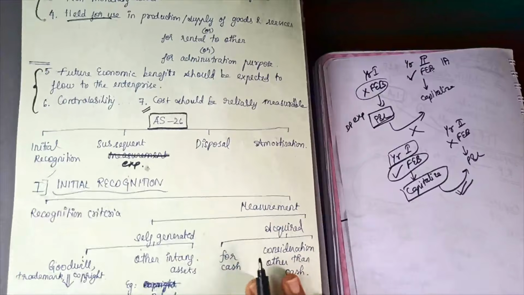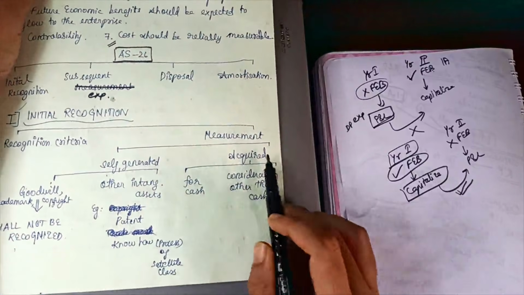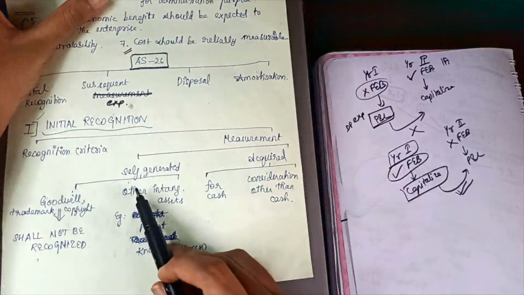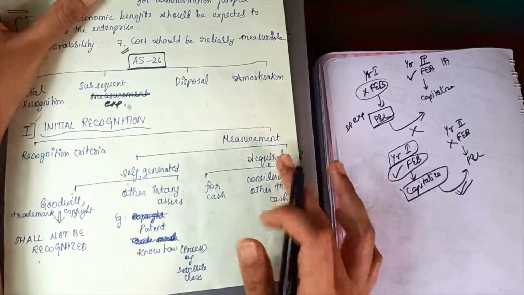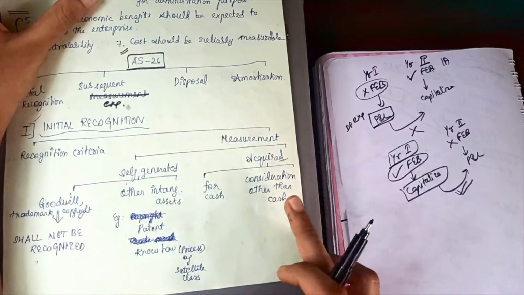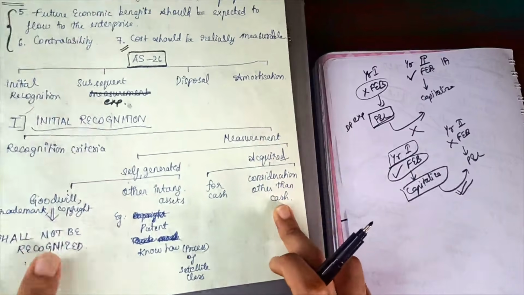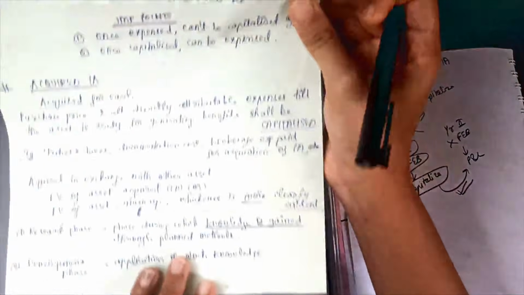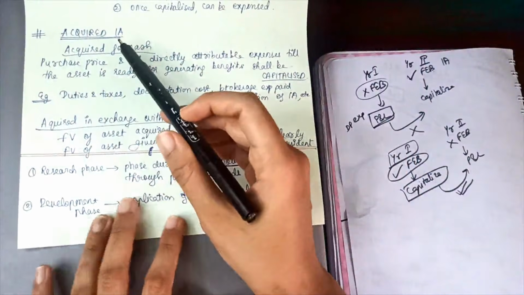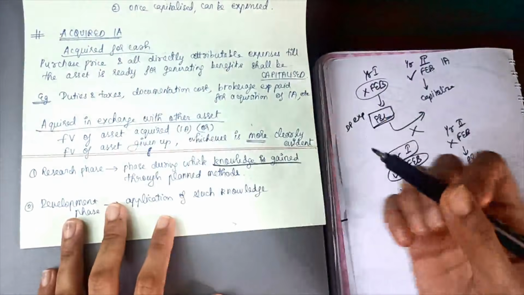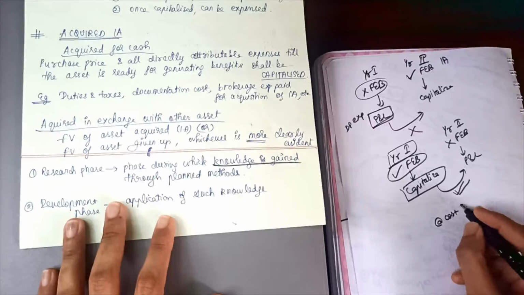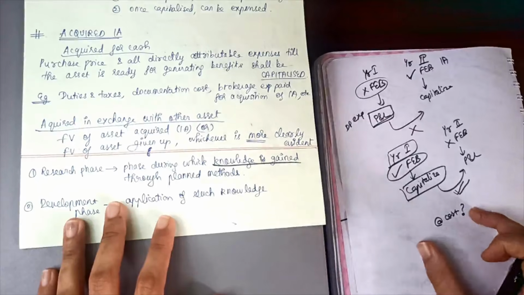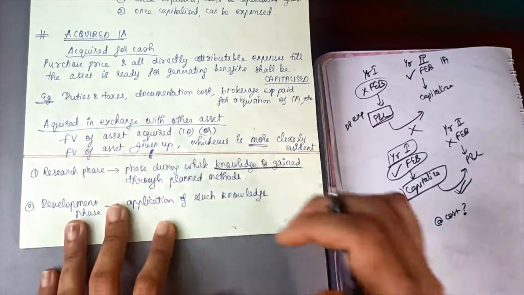So the next topic we are going to see is about the acquired intangible assets. We have completed our self-generated assets. Now we are going to see the acquired intangible asset. You can either acquire it for cash or for consideration other than cash. So when you acquire an intangible asset for cash, at what cost will you record it in your books of account? How will you arrive at this cost is what we are going to see now.